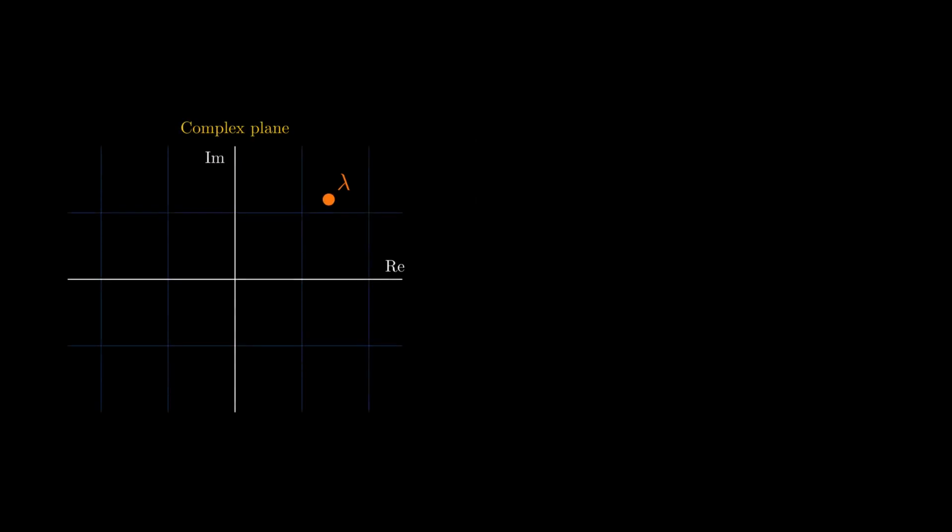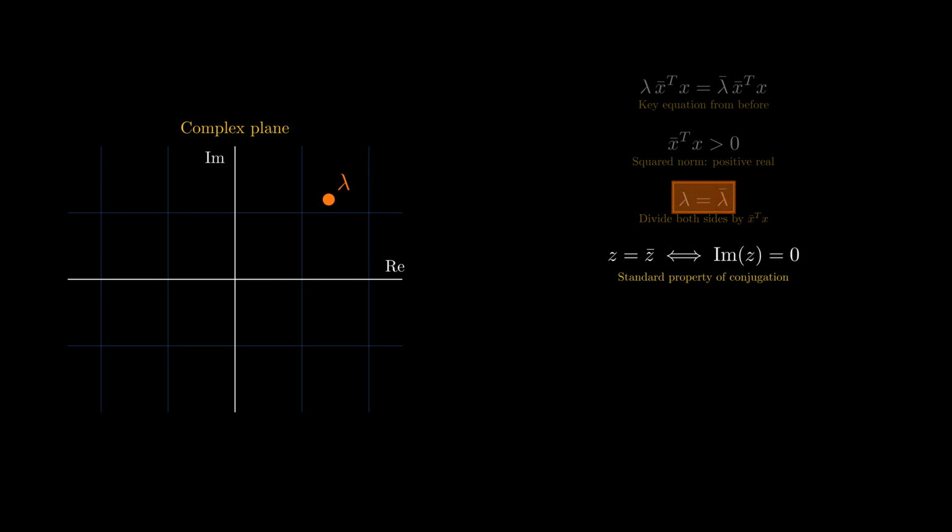Back to the punchline. We have lambda times x bar transpose x equals lambda bar times x bar transpose x. We just proved that x bar transpose x is a positive real number, so we can safely divide it out from both sides. What remains is the clean statement: lambda equals lambda bar. Now a complex number equals its own conjugate only when its imaginary part is 0. Therefore, lambda must be real. Done. The symmetry condition, A transpose equals A, forced any candidate eigenvalue, no matter how complex it pretended to be, to land on the real line.